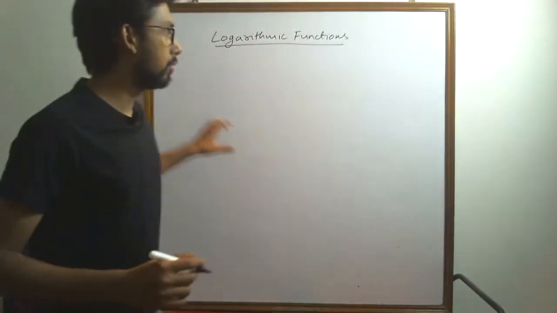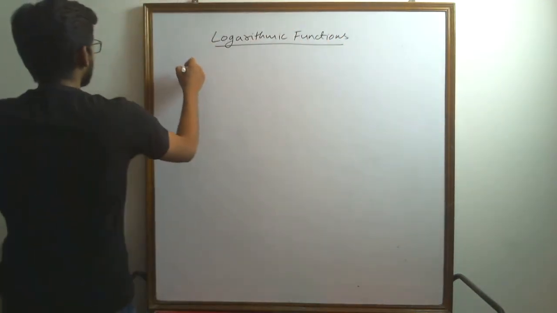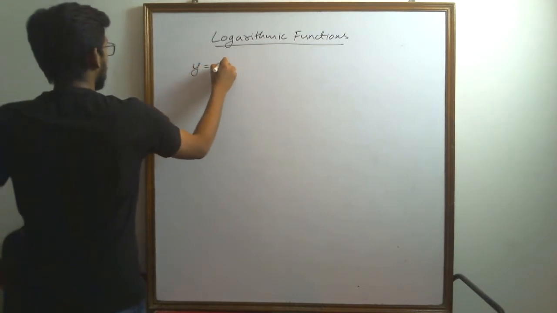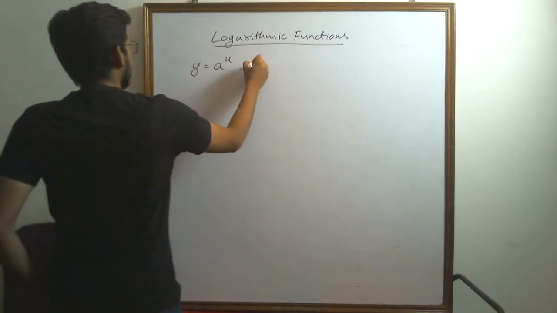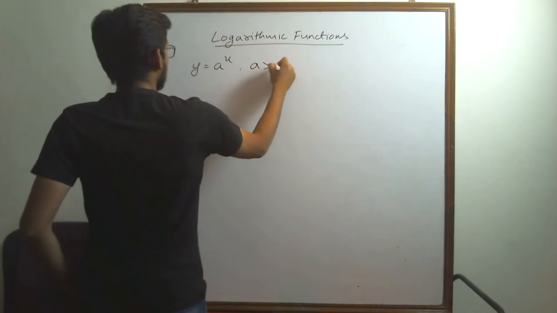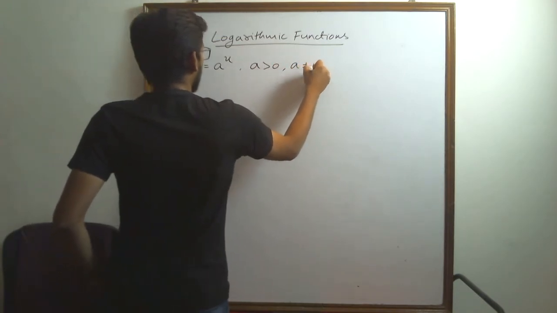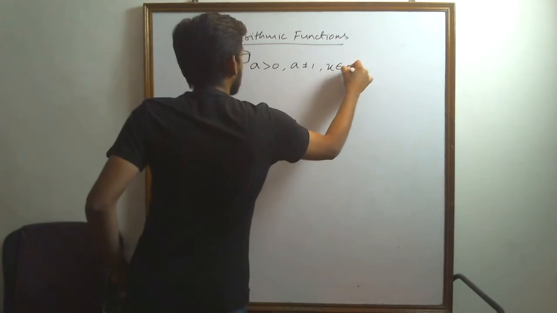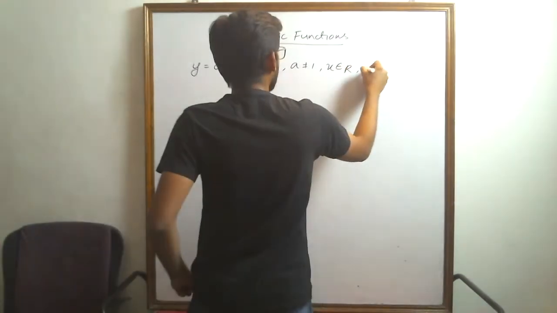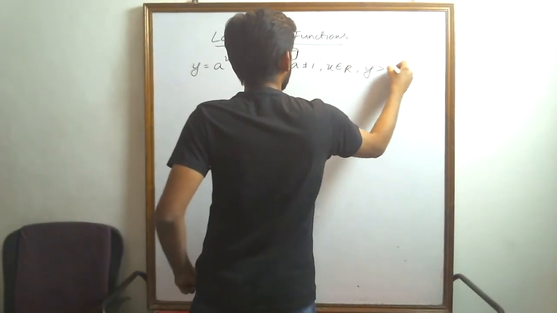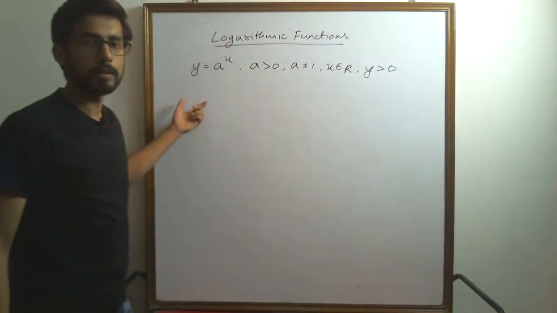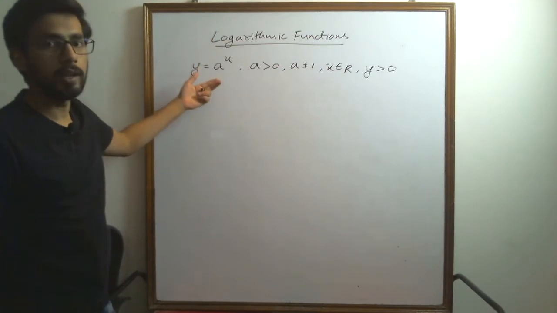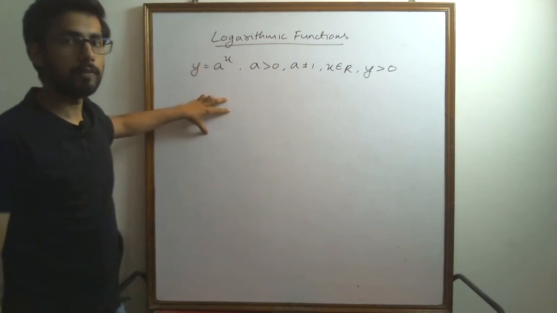Okay, so remember what the exponential function was. Y is equal to a to the power x, where a was greater than 0, a is not equal to 1, and x belongs to R. Also, the range of this function is y is greater than 0. This is the exponential function. Logarithmic function is just another way of looking at this function.